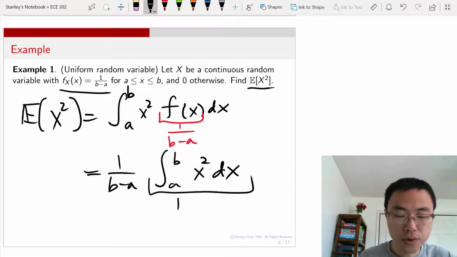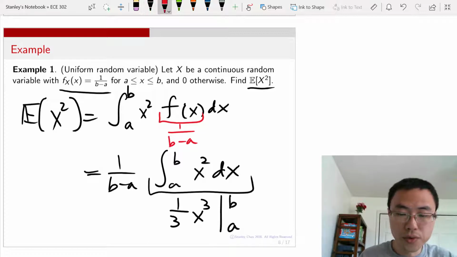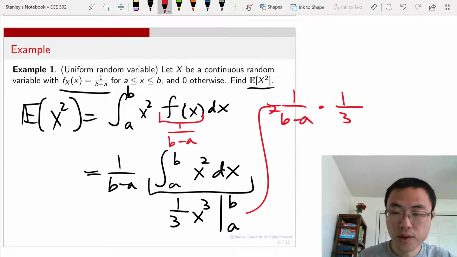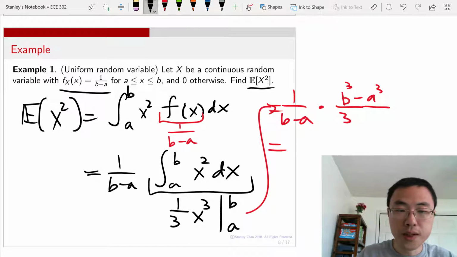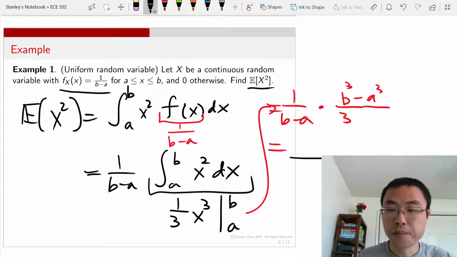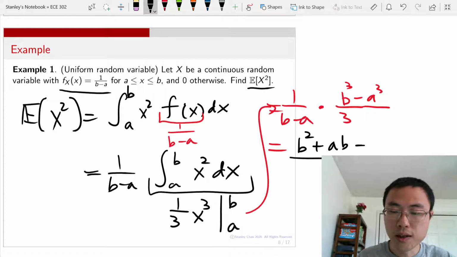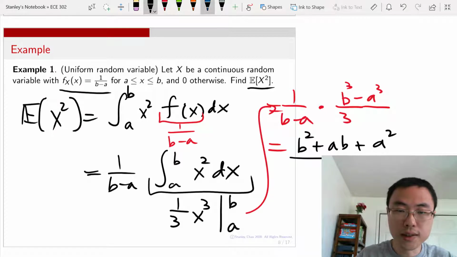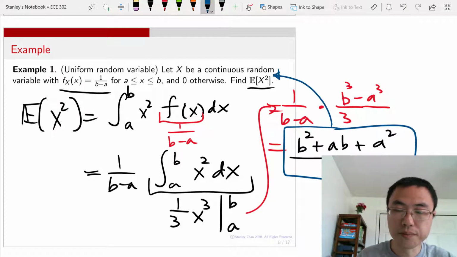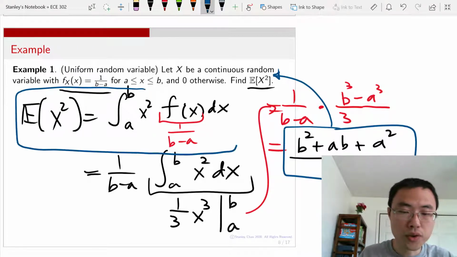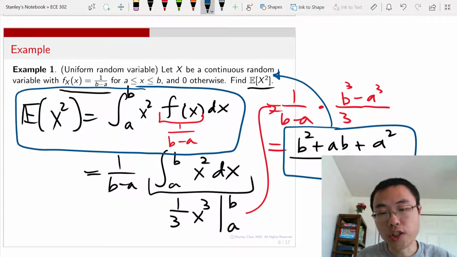How do we calculate this integration? That's just calculus. We know that this is 1/3 x to the power 3, evaluated from a to b. So that will give you 1 over b minus a times 1/3 times b cubed minus a cubed. And then you can do a simplification. You have a 3 in the denominator, and then you have b squared plus ab plus a squared in the numerator. And that is the solution to this expectation. All right, so again, the key is to recognize this definition, which is that when you have any function g applied to your random variable, then you apply this g inside this integration.